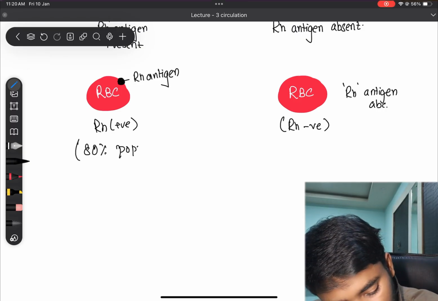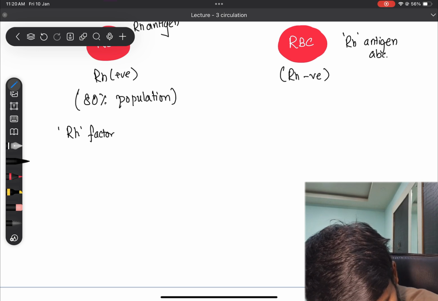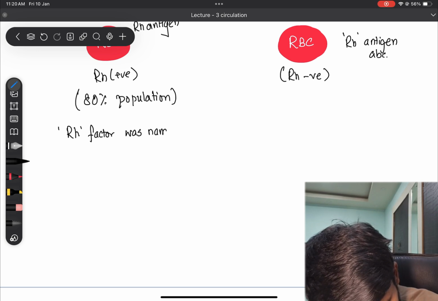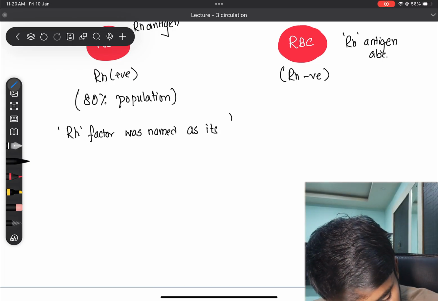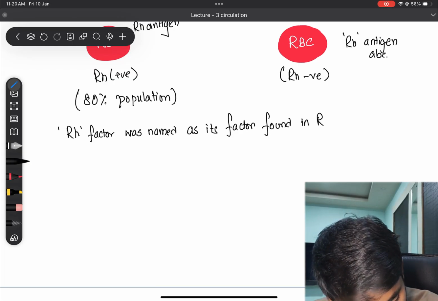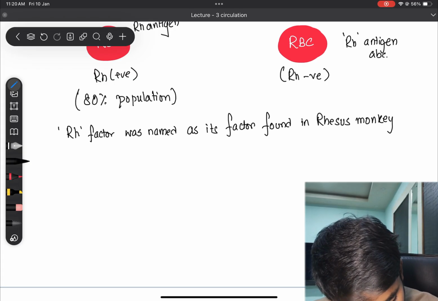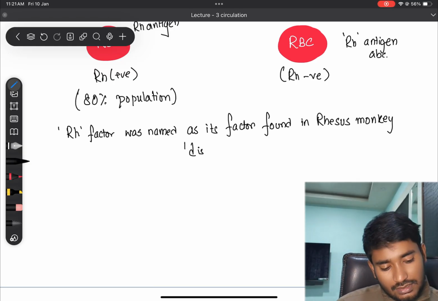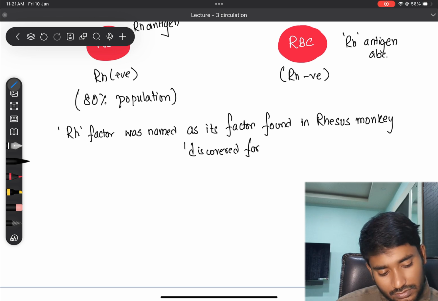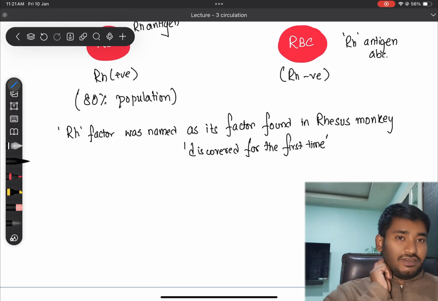Rh positive is found in 80% of the population. The Rh factor was named so because it was found in the rhesus monkey, discovered from a monkey for the first time.